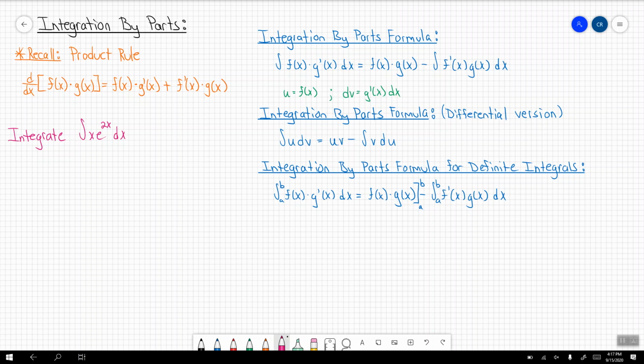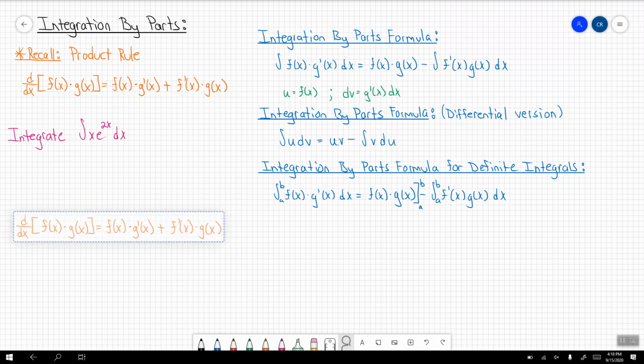So how does the product rule come about? Or how does integration by parts come about when we're talking about the product rule? One of the first things that we want to do is keep using this formula that we've already developed from the product rule, and I'm going to modify this formula just a little bit.